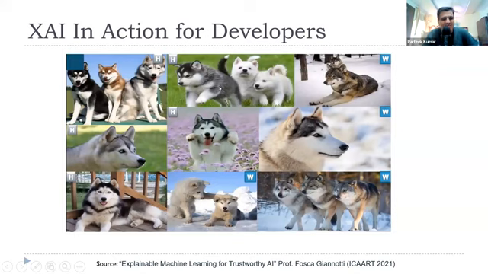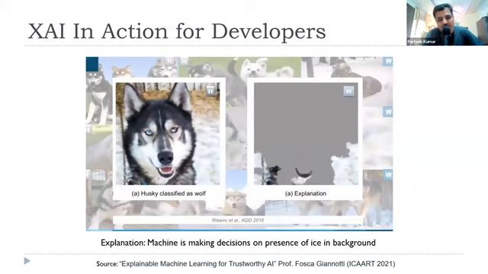So actually, instead of detecting husky dog and wolf, they had built a system to detect eyes in the background. Whenever the system detected eyes in the background, the model said this is a wolf. When there were no eyes in the background, the model said this is a husky dog. So they came to know about the problem in their model by applying explainable AI.